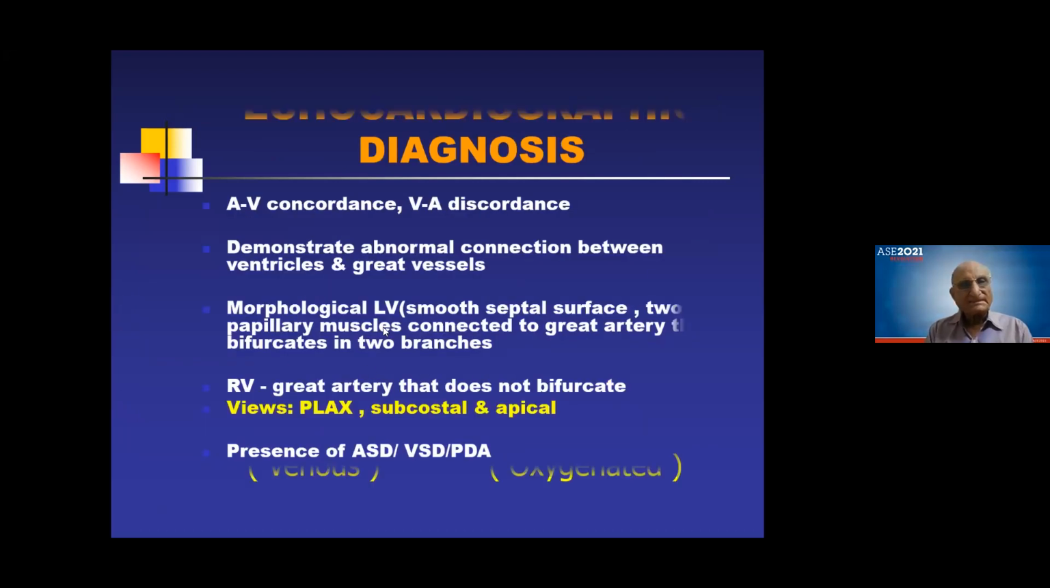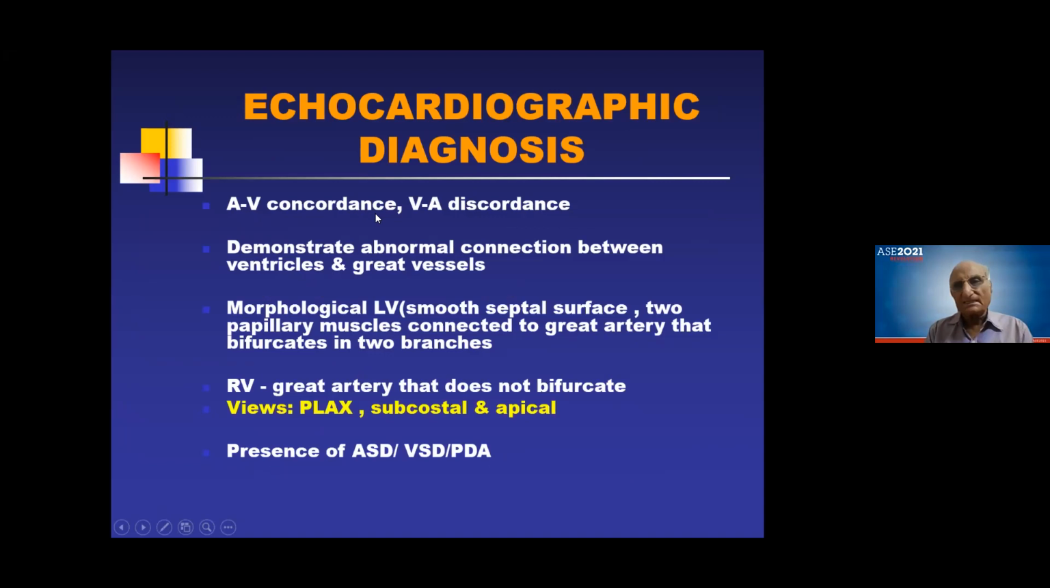So in these cases, there is an atrioventricular concordance, that is, the normal atria connected to the normal ventricle, but ventriculo-arterial discordance. That means the arteries are arising differently. You must have been told, when we say great artery, it is the aorta or pulmonary artery. A great artery which bifurcates is the pulmonary artery, and a great artery which doesn't bifurcate is the aorta. And as I mentioned, there must be the presence of ASD and VSD.